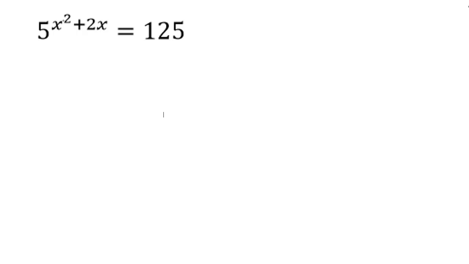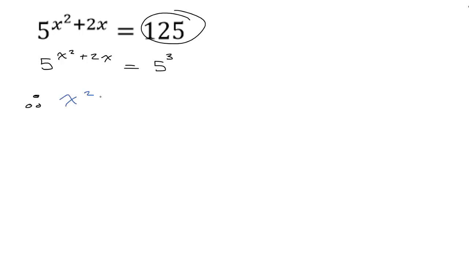Okay, this next one here looks very similar. Nothing we can do on the left side of the equation yet, so we'll just leave that as is. But obviously, we can rewrite 125 as base 5 with an exponent of 3. 5 times 5 times 5 is 125. Okay, now that the bases are the same, we can create a new equation and set the exponents equal to each other. So, therefore, what we can do here is go x squared plus 2x equals 3.